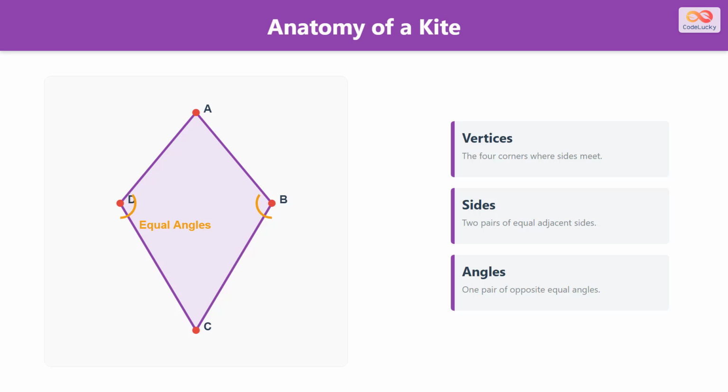Let's break down the parts of a kite. We have four vertices, labeled A, B, C, and D. We have our two pairs of equal sides. Notice also that a kite has one pair of equal angles, usually located between the sides of unequal lengths.